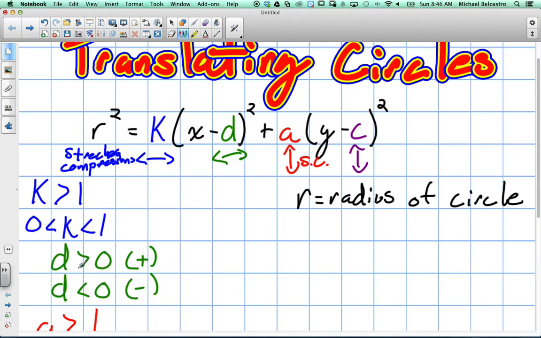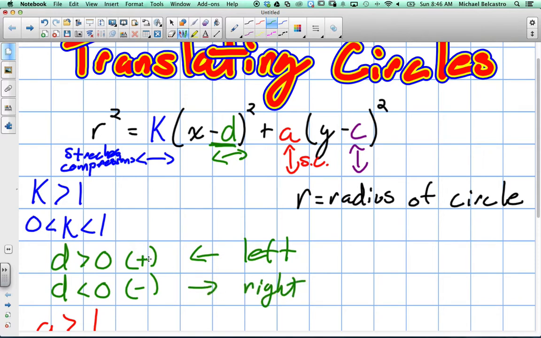So let's go back to our two rules here. What we're going to talk about is the entire value of D, including the sign in front. When D is positive, the circle is going to move to the left. And when D is negative, and that's an entire function, it's going to move to the right. It's counterintuitive. When it's positive, it moves to the left, which is a negative direction, and when it's negative, it moves to the right, which is a positive direction, okay?